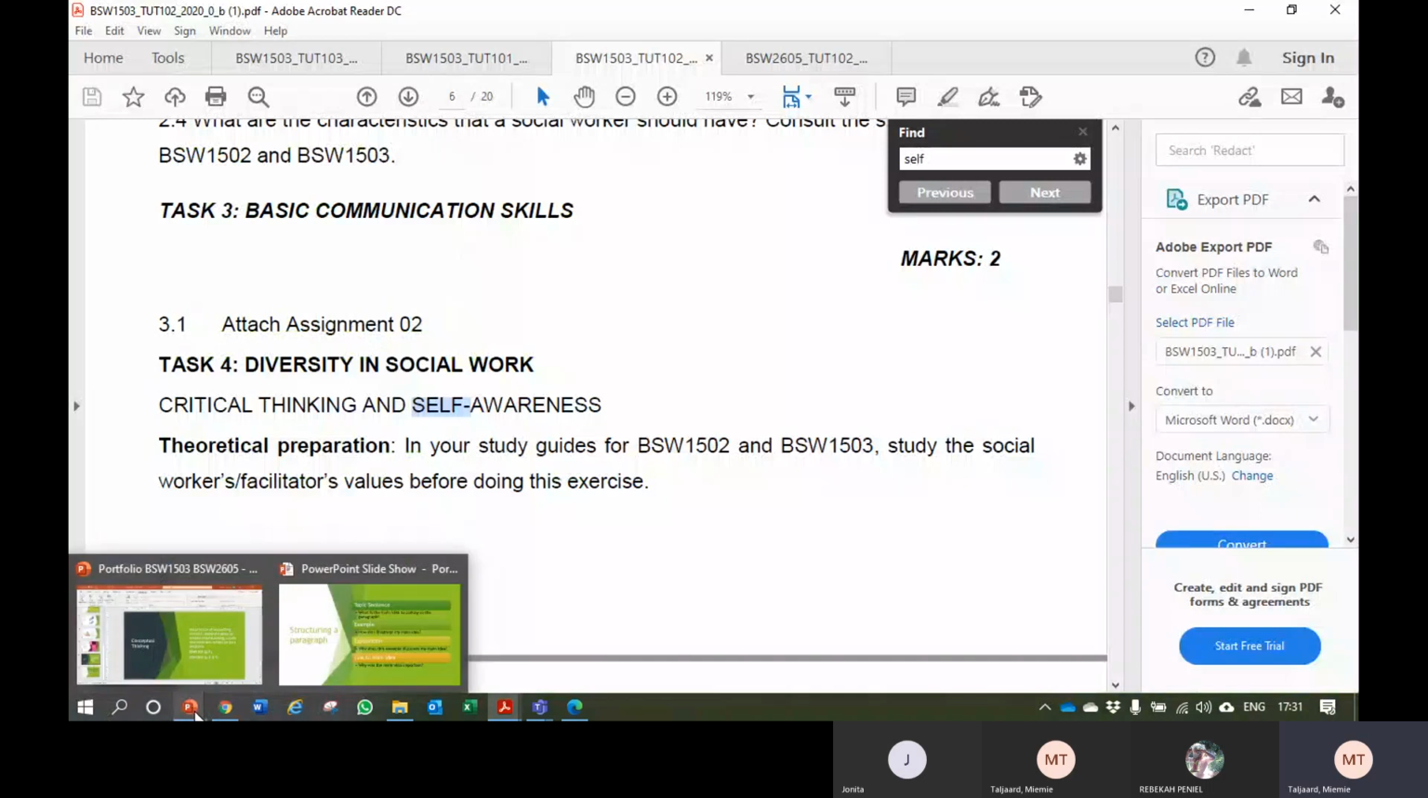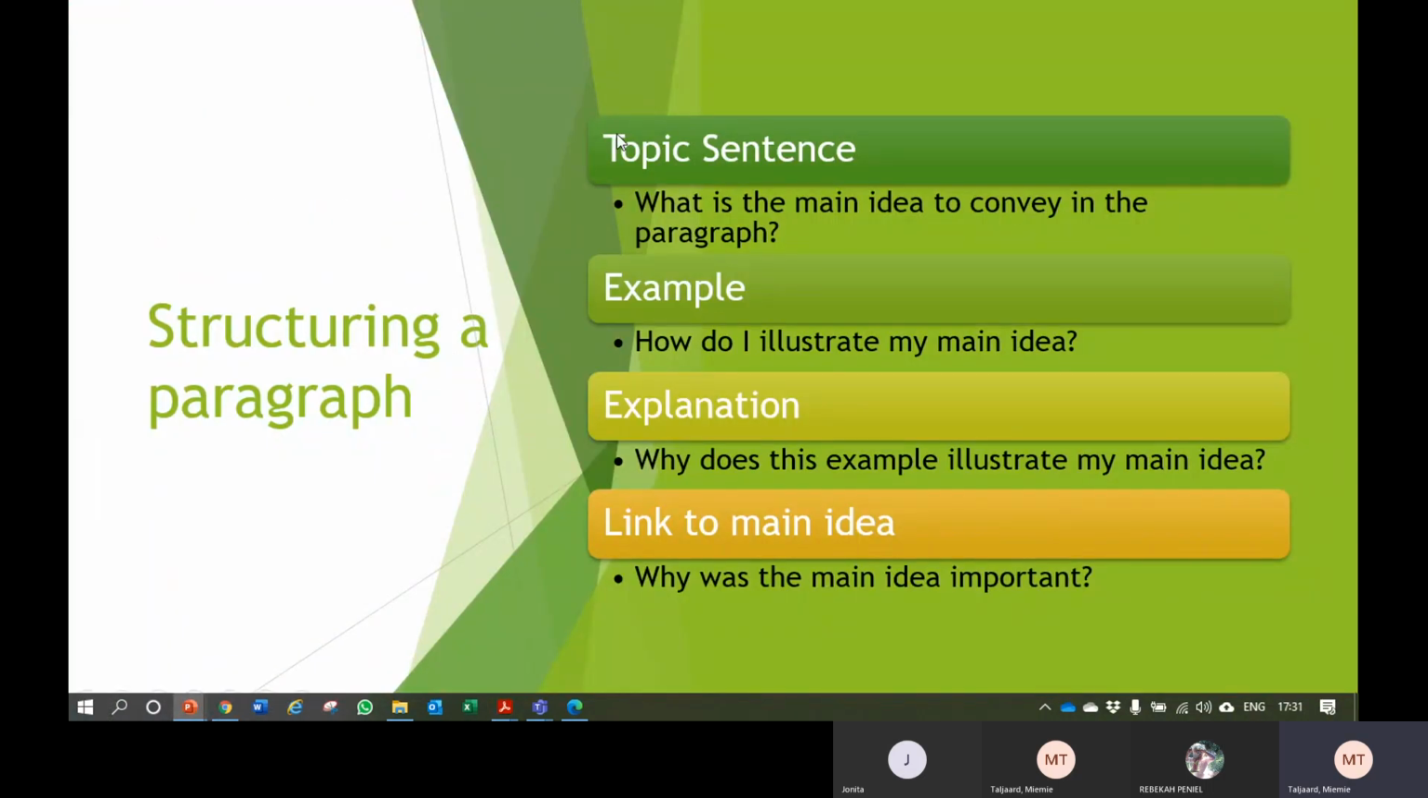Structuring a paragraph. Your topic sentence. Look at your paragraph and say, what is the main idea to convey in the paragraph? Followed by an example. For instance, if your main idea is that a social worker shouldn't steal, how do I illustrate my main idea? A social worker often works with money entrusted to the NGO.